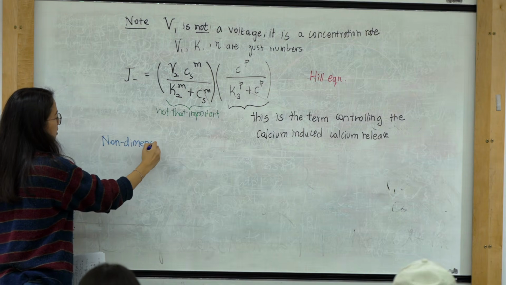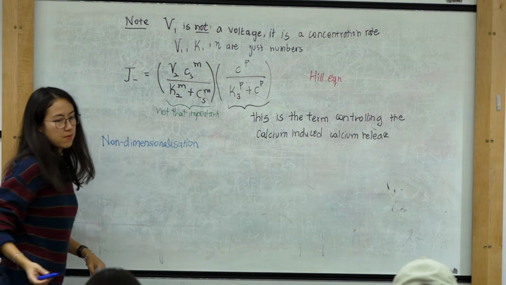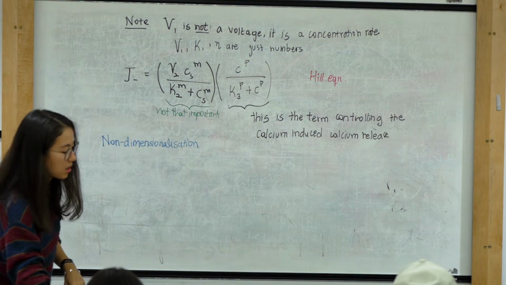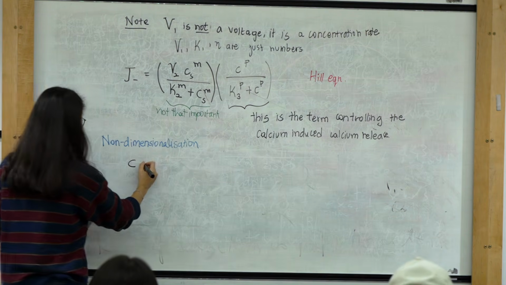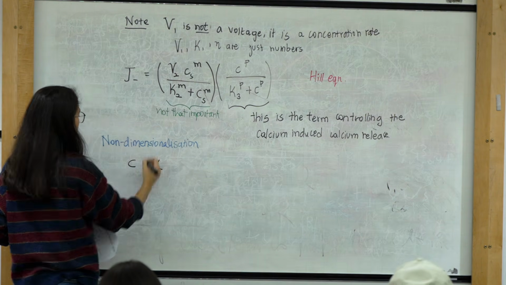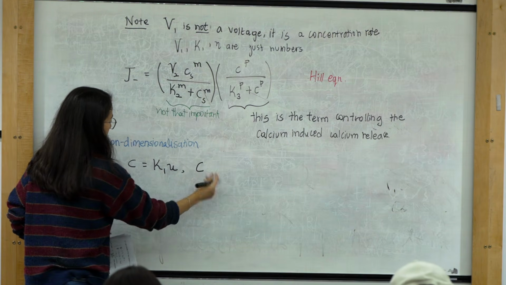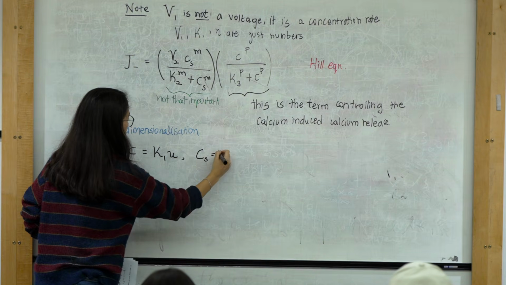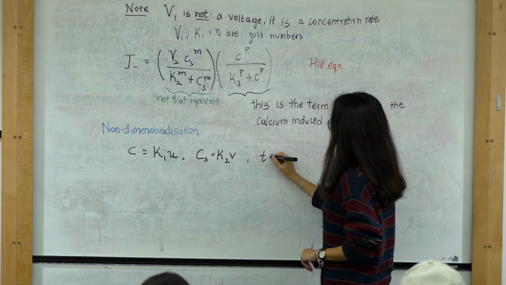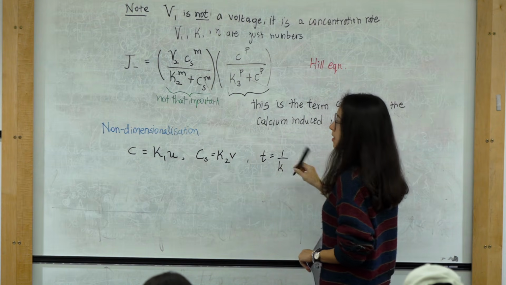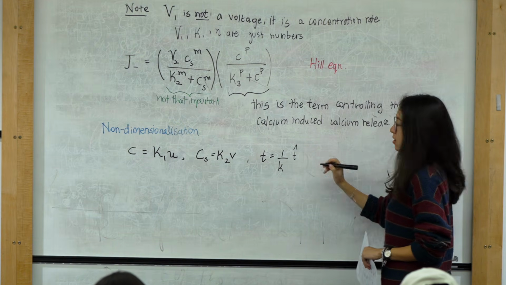So here I will do a non-dimensionalization. I will write everything in terms of U and V again. But the U and the V will be related to the concentrations C and CS. So C, the concentration in the sarcoplasm, will be written as K1 times U. I will have also the concentration in the sarcoplasmic reticulum, CS, which is going to be K2 V. The time is going to be non-dimensionalized by 1 over K. K is the rate of leakage in the sarcoplasm. And then I will have T hat here, the dimensionless variable.